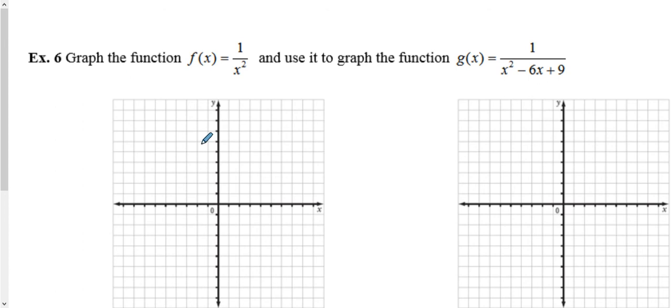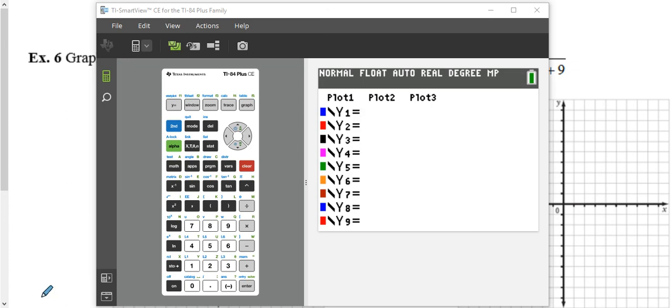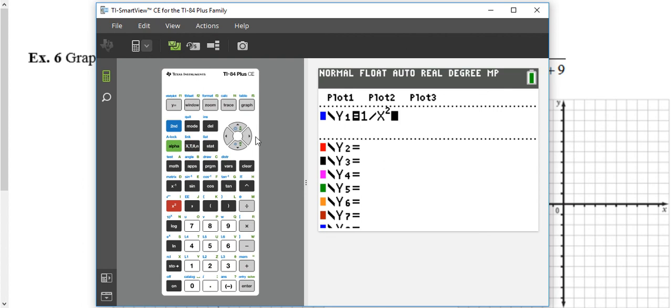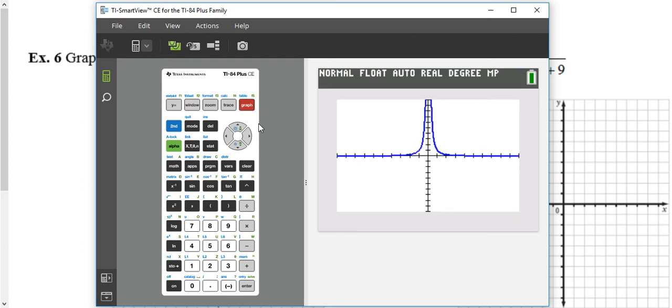In this next example here, we're just graphing out the following functions. We're going to do f of x on the left, and we're going to do g of x on the right. So for this question, I'm going straight to my graphing calculator to see what this is going to look like. So I have my y equals already. I'm going to go 1 divided by x squared just to see what our base function is going to look like in this case. And there we have it.